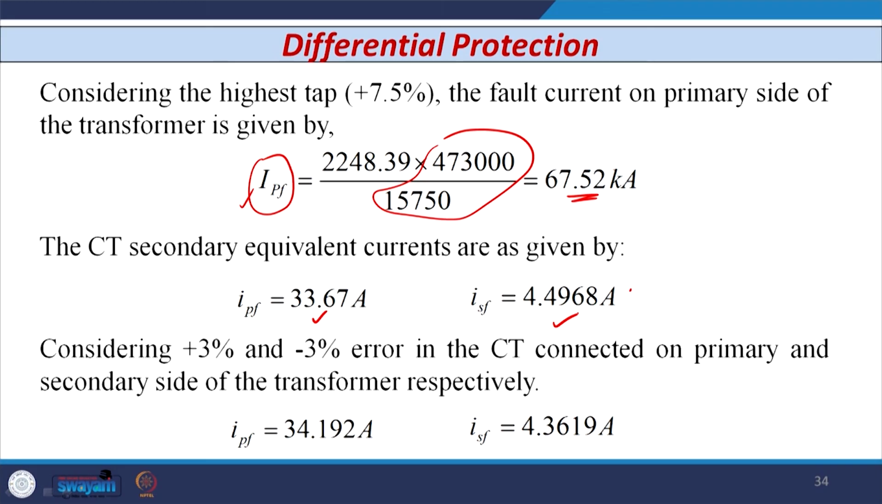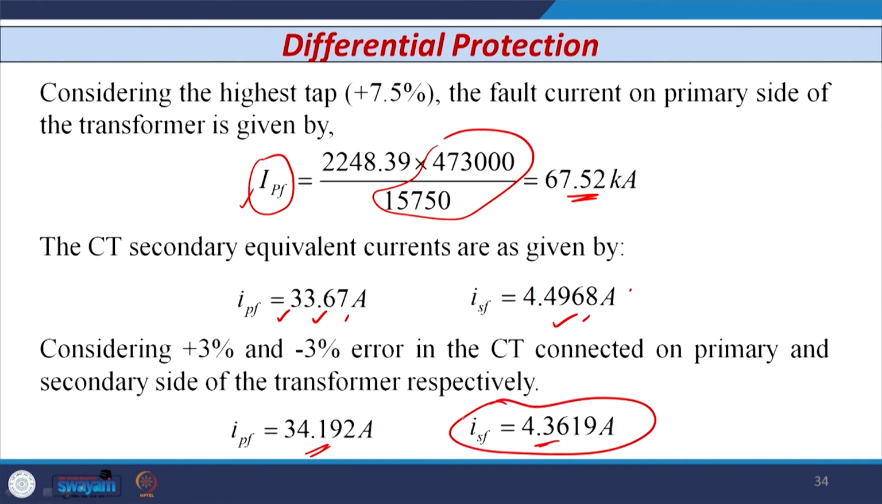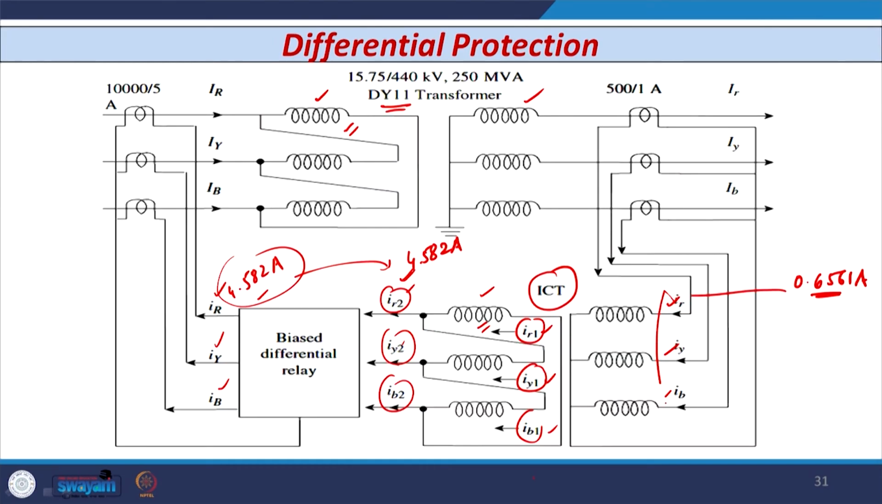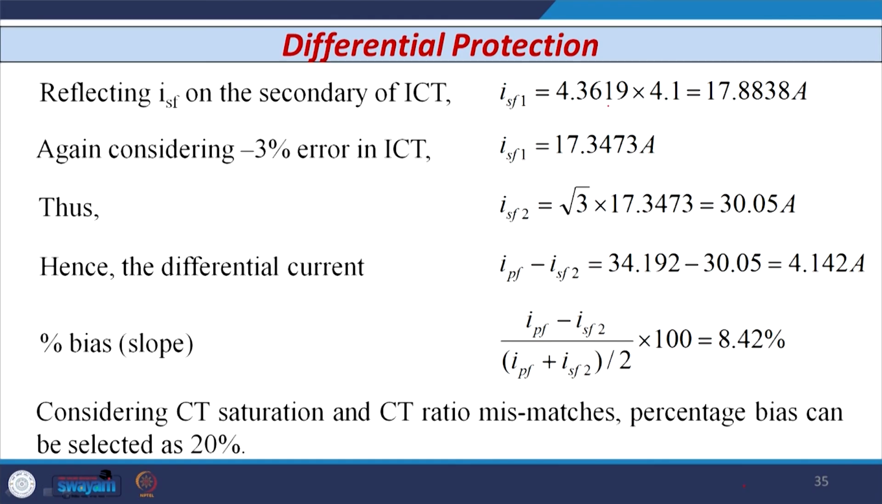Now we have to consider ratio error in the CT. If I consider the worst case, primary side plus 3% ratio error, secondary side minus 3% ratio error, the current comes out to be this value. Further, we have to consider this current, the ISF. These currents are available somewhere here, right. When I multiply this with the ratio of ICT, which is 4.1, the value of current comes out to be this value. If I further consider minus 3% error in this, the value comes out to be this value.